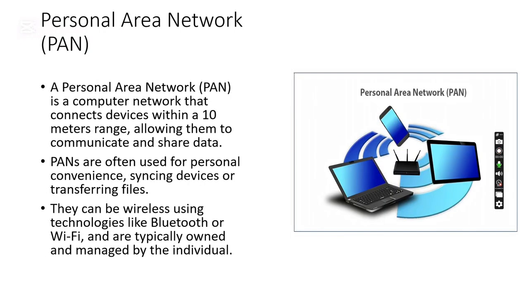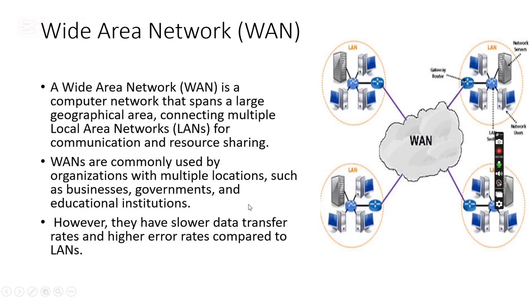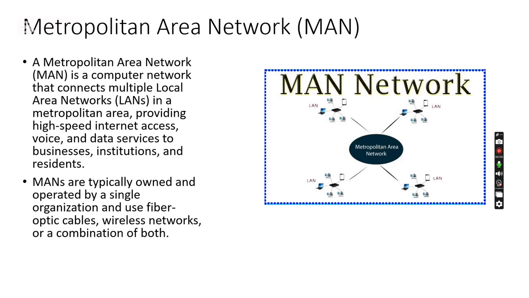Personal area network is a computer network that connects devices within a 10 meters range, allowing them to communicate and share data. PANs are often used for personal connection, syncing devices or transferring files. A wide area network is a computer network that spans a large geographical area, connecting multiple local area networks for communication and resource sharing. WANs are commonly used by organizations with multiple locations such as businesses, governments and educational institutions. A metropolitan area network is a computer network that connects multiple local area networks in a metropolitan area.